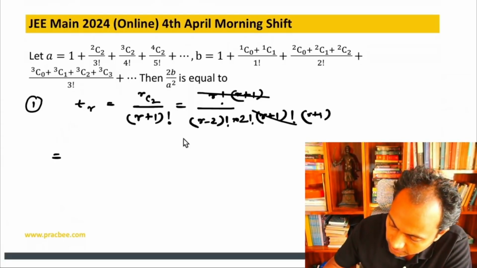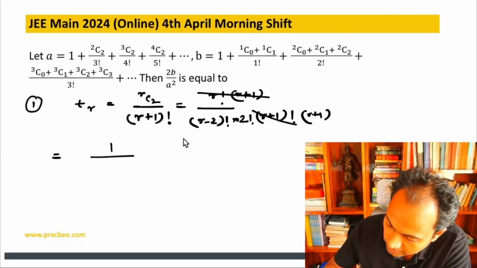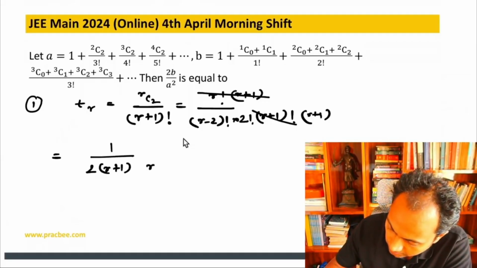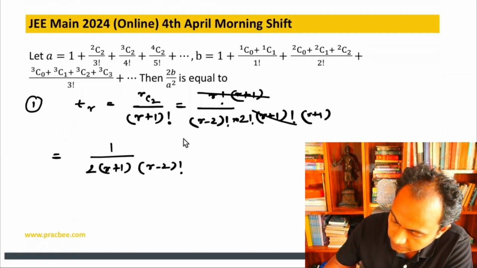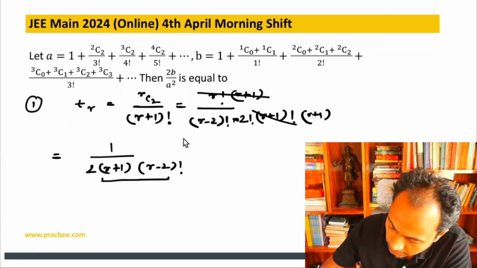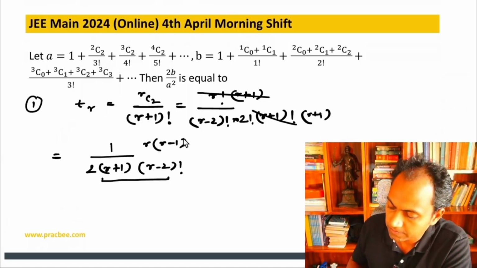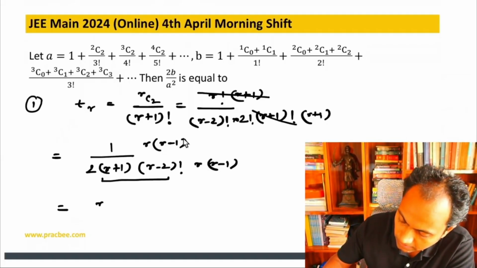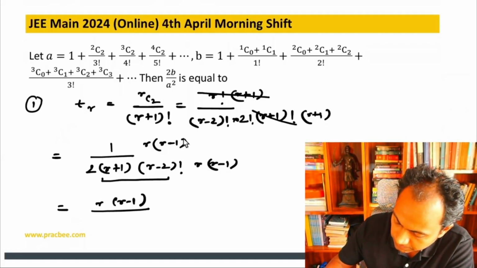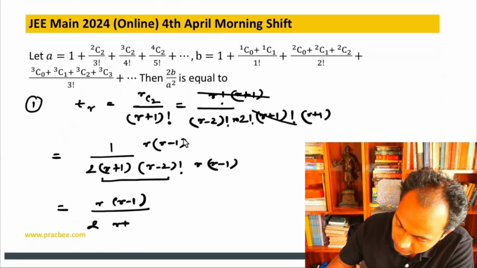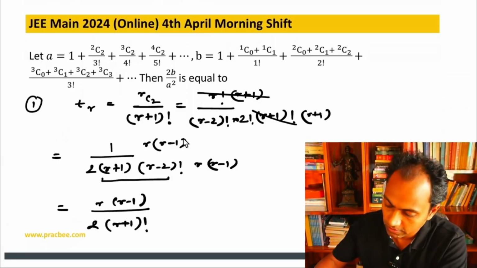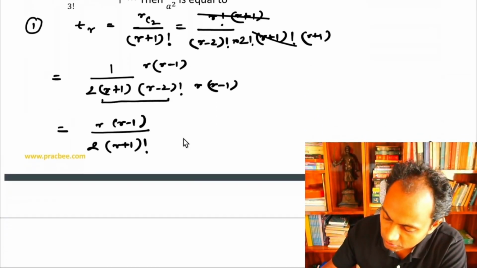So T_r is nothing but 1 by 2 (r plus 1) into (r minus 2) factorial. Now we can generate r plus 1 factorial here if instead of this we multiply with r into (r minus 1) in the numerator. If I multiply this r into (r minus 1), then what we have got is nothing but r into (r minus 1), and in the denominator 2 into (r plus 1) factorial. Why is it so important to get this? Because now we will try and break it down. Now this is the most interesting part that we should focus on.